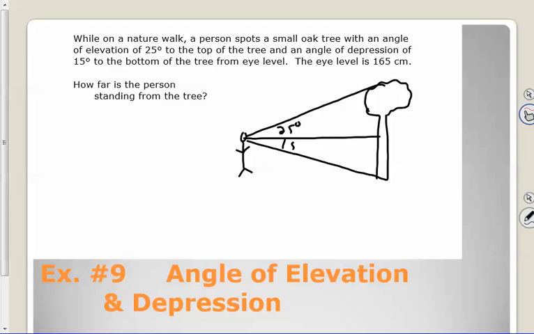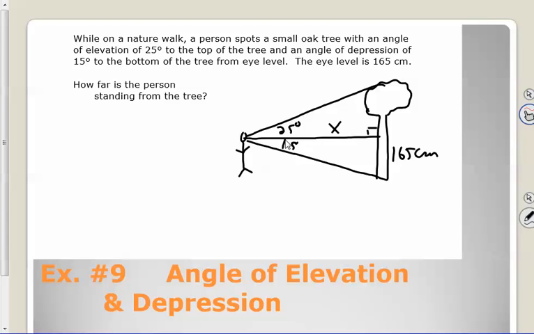Angle of depression right there is 15 degrees. He's x away, but then he's also 165 centimeters to his eye level. So how do we get this? Well, I want to figure out how far the person is from the tree. I can use either one, the 25 or the 15.